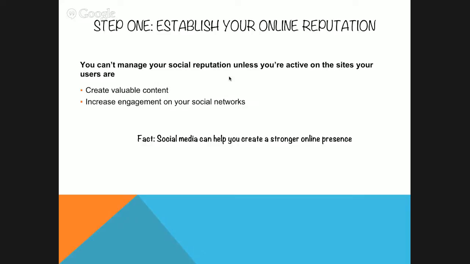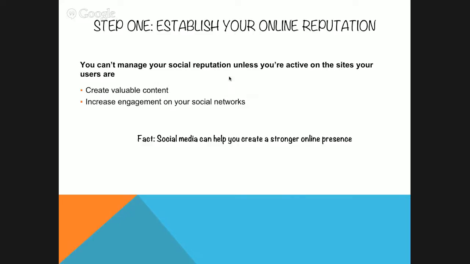Your other step is you want to increase engagement on your social networks. And what I mean by that is you want to interact with your fans. If your customers are interacting with your posts, take a minute, interact back with them. For example, if you're a Toyota dealer and you're talking about the RAV4, and one of your customers comments and says, "I love that car, we just bought it last week," respond back to them and say, "Hey Joe, we're so glad that you love that car. What's your favorite feature?" Get the conversation rolling.